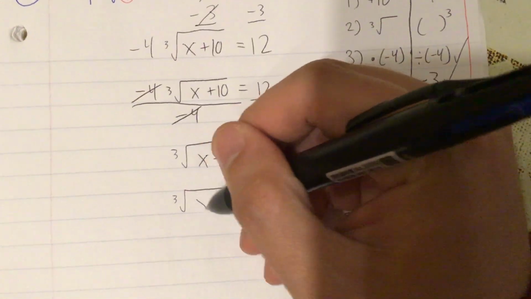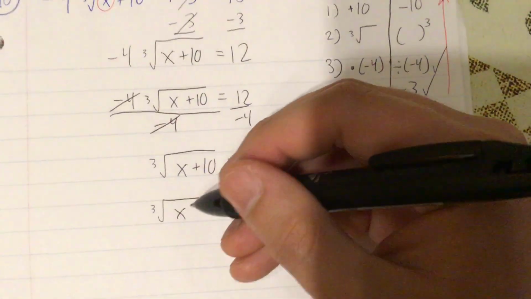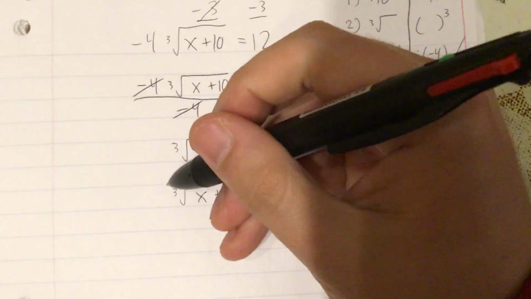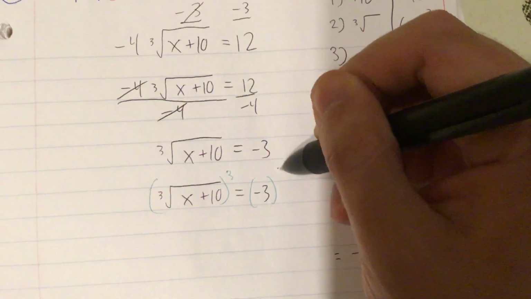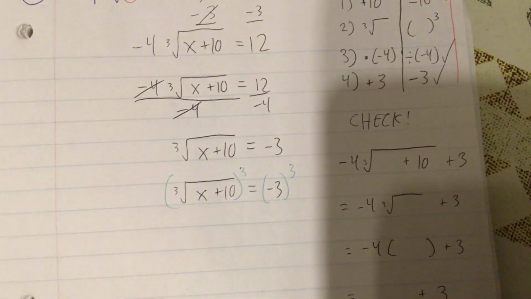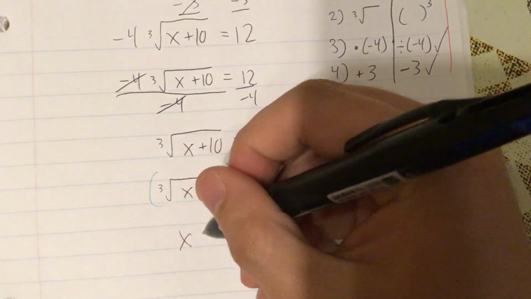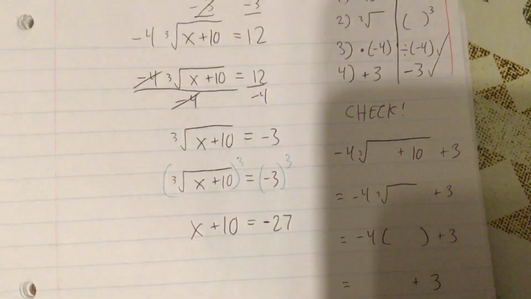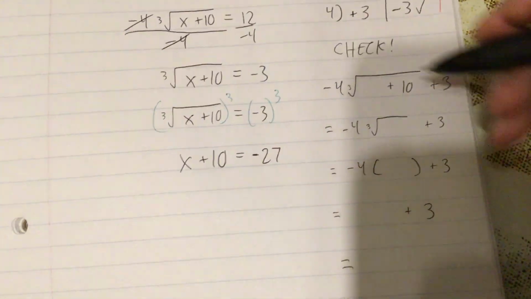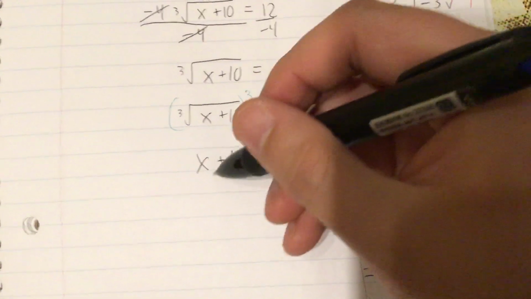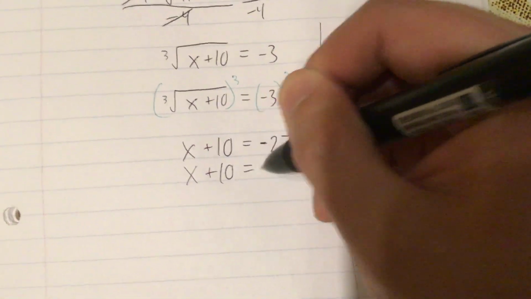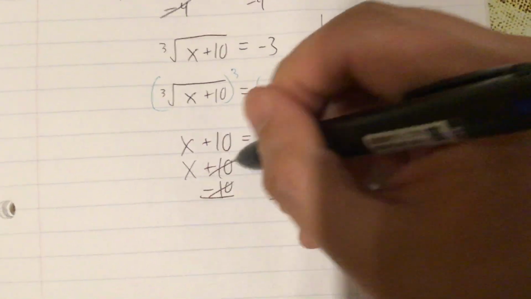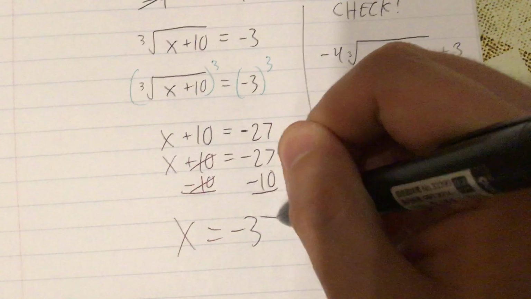And now, how do I get rid of that cube root? I'm going to cube both sides. Remember parentheses. So that cancels out. So I've got x plus 10. Negative 3 quantity cubed is negative 27. So now I'm going to subtract both sides of the equation by 10. And x is equal to the ever exciting x equals negative 37.